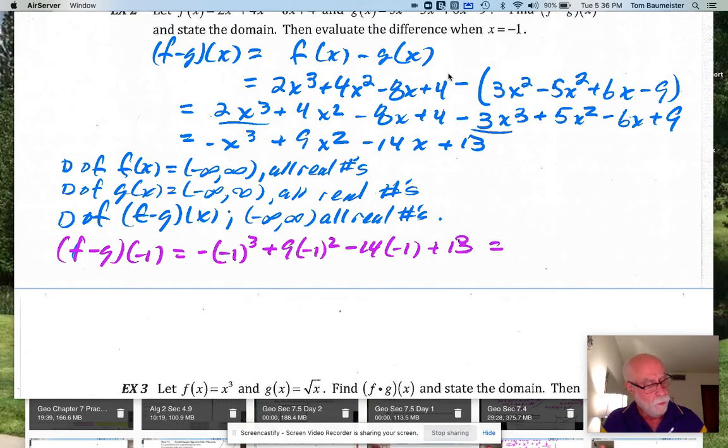And if I work that out, ladies and gentlemen, I'll get 1 plus 9. Negative times a negative is positive, plus 13. So you should get 37.